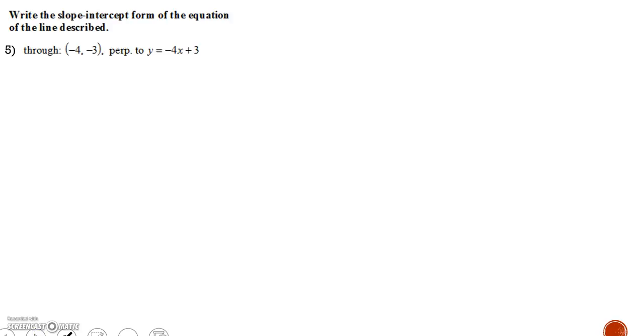All right. And our last one. Write the slope-intercept form of the equation of the line described. So it goes through point (-4, -3), and then it's perpendicular to y equals -4x plus 3. So we have a new word here, perpendicular. So let's talk about perpendicular lines.